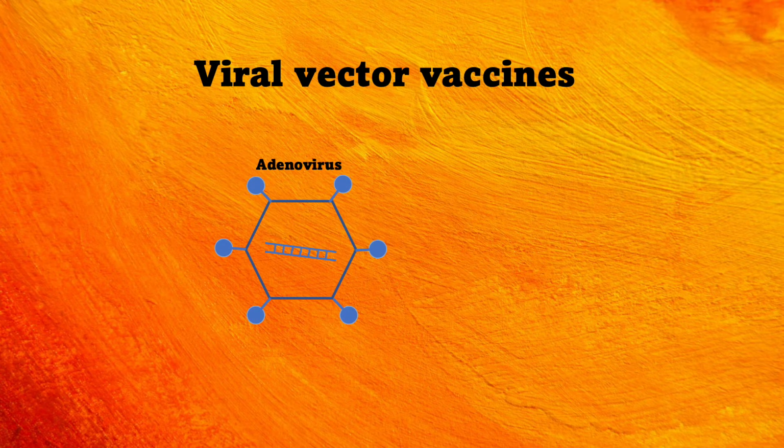Now let's take a look at viral vector vaccines. These vaccines consist of a deactivated adenovirus with a double-stranded DNA molecule that codes for the spike protein of SARS-CoV-2. This virus binds to receptors on cells, and similar to lipid nanoparticles, it enters via endocytosis.